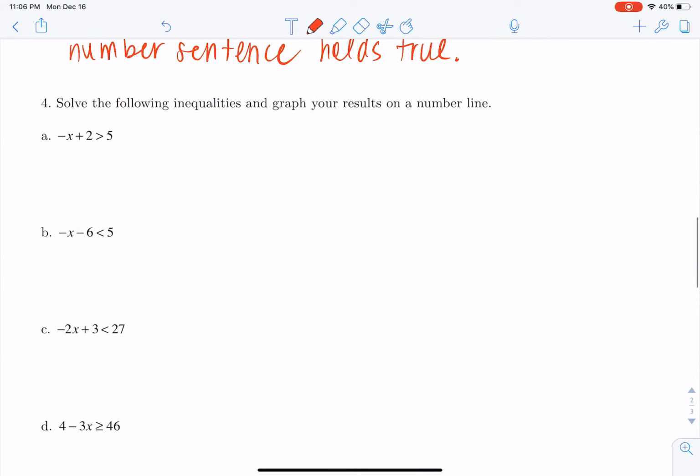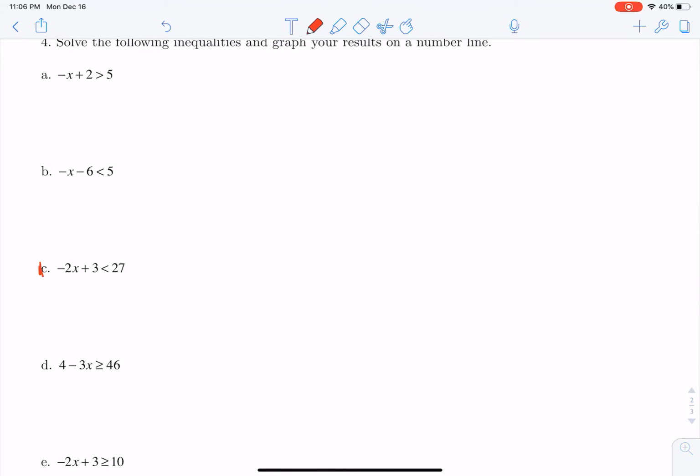So let's do an example here. Let's take a look at C here. So I will subtract 3 from both sides, and I'll end up with -2x is less than 26. Here I'm dividing both sides by -2. So dividing both sides by -2 here, I am going to then call this x is greater than, so I'm flipping my sign because I'm multiplying or dividing by a negative number, is greater than -13.